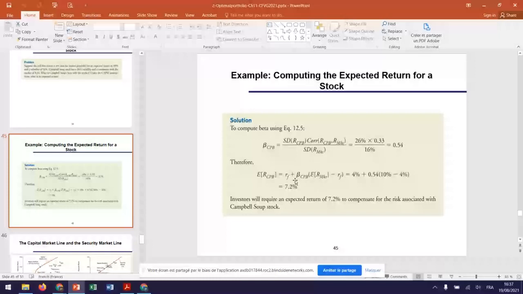After I get 0.54, I am able to get the expected return. We have RF, which is equal to 4%, plus 0.54 multiplied by 10% minus 4%, which is the 6% market risk premium. The 6% market risk premium multiplied by 0.54 gives 3.2%. The 3.2% represents the risk premium of the Campbell Soup stock.